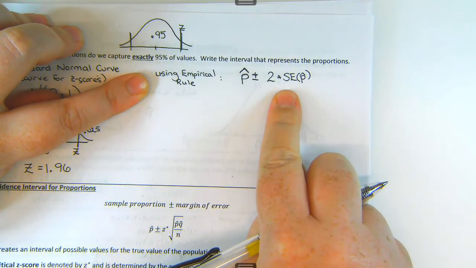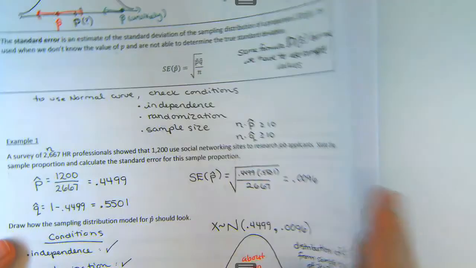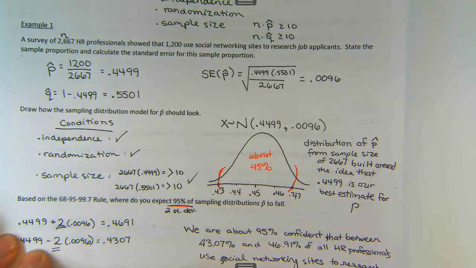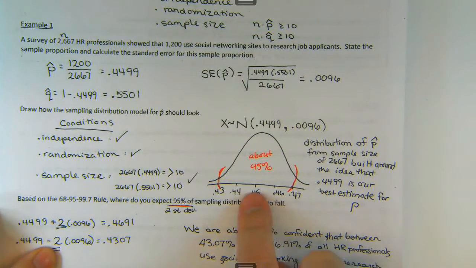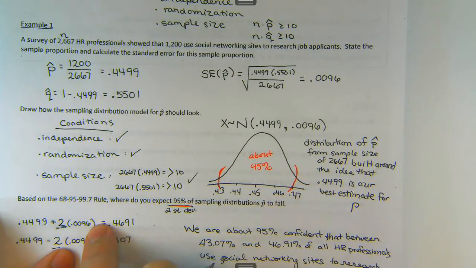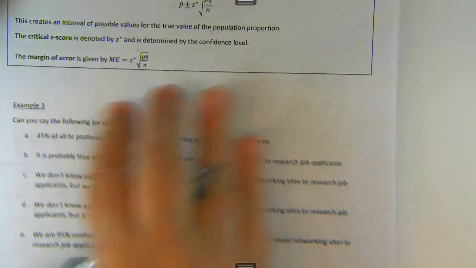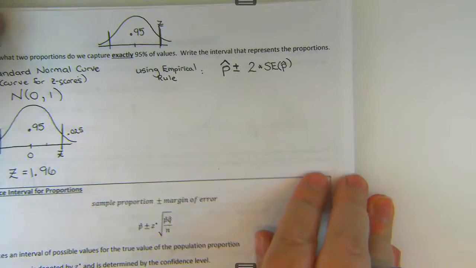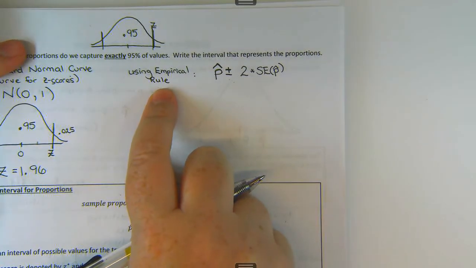So this right here, this is the formula we technically use. We had our sample proportion, that 0.4499. We added or subtracted. We used that distance of 2 to get to that idea of about 95%. And then we had our value for standard error. So now what we want to do is improve on this. Where that works for the empirical rule, we want to improve this and get away from using the empirical rule.